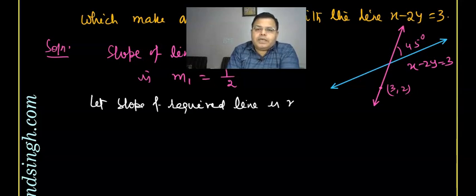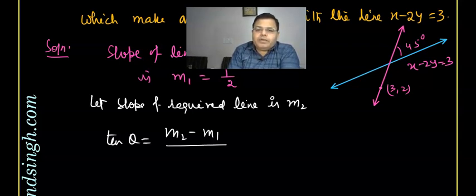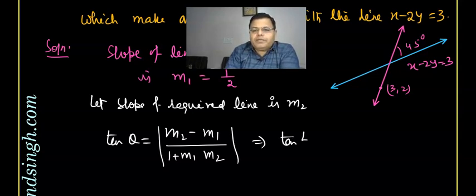Line is m2, right? Then tan theta, the angle between the lines, is equal to (m2 minus m1) upon (1 plus m1 m2), right? So using this fact, we can find the slope of another line. So we can do this: tan 45 is equal to, what will happen?